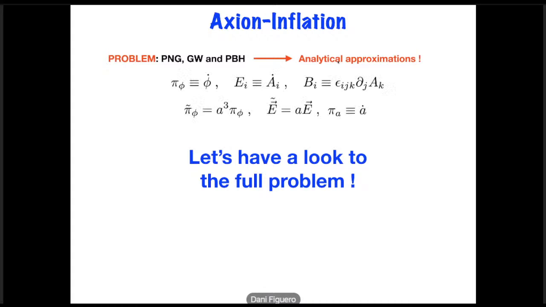In order to understand this, let me define variables. Let me call π my velocity of the inflaton, electric field E, magnetic field B. Then with a tilde, I make some conformal redefinitions of π and the electric field, and I call the first derivative of the scale factor π_A.